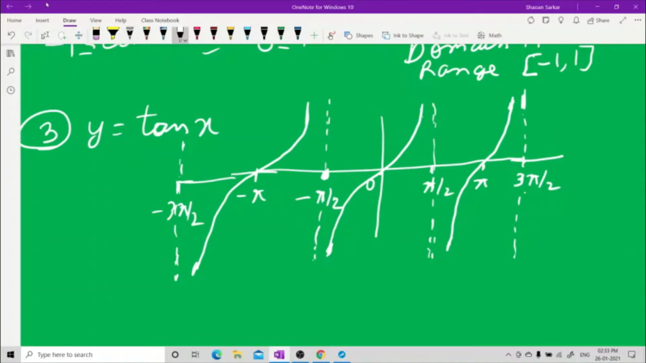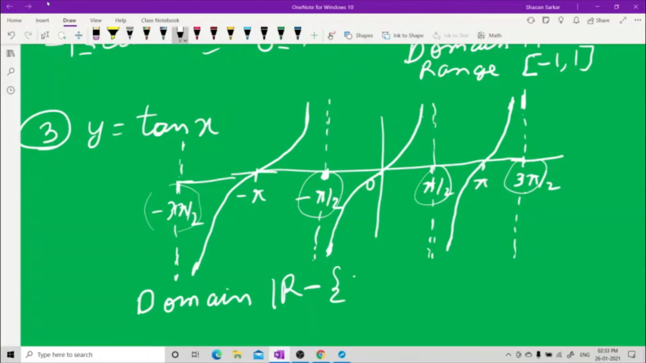Now the domain of this graph, and then we will talk about the range. We have to leave these points, the odd multiples of pi by 2. This one, this one, this one, all odd multiples of pi by 2. So out of the real line, we will remove those points, (2n plus 1) pi by 2, the odd points, where n belongs to the integers.